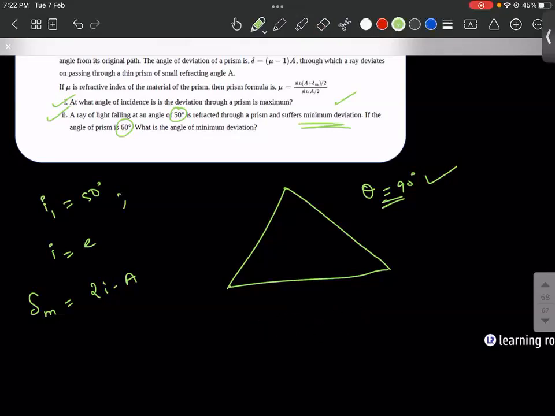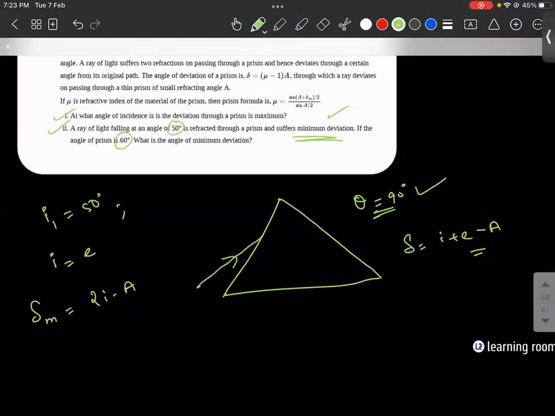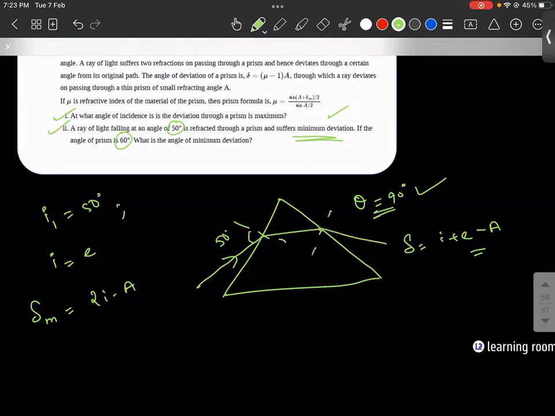See, actually, this problem you will not be able to do unless the value of sine 50 is given. And they mentioned a ray of light falling at an angle of 50 degrees refracted through a prism and suffers minimum deviation. No, you can actually solve it, sorry. So this is 50, this is 60. So 2i is 100 minus 60. Answer will be 40. So angle of deviation is 40 degrees.